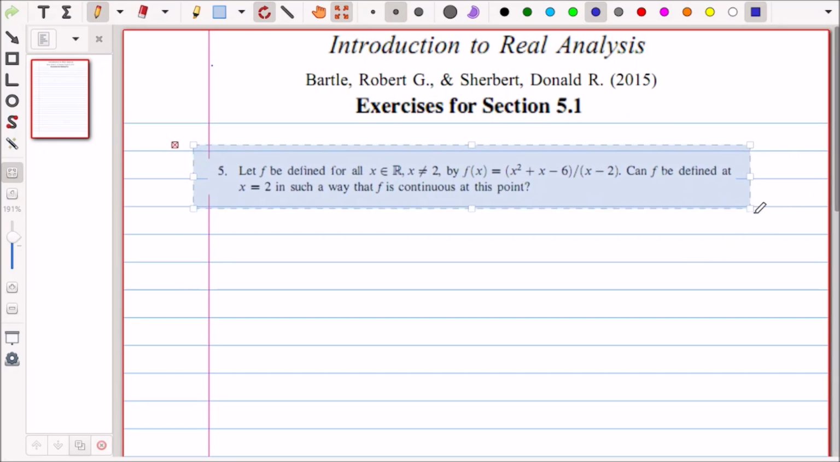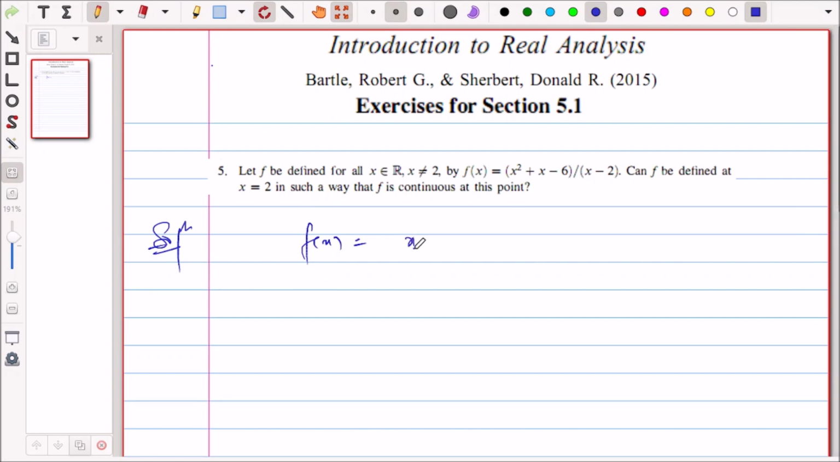So this is question number 5. As you can see, f is defined as f(x) = (x² + x − 6)/(x − 2) for all x belonging to R minus {2}. So f is not defined at 2, and we have been asked to define f at 2 such that f is continuous at that point.